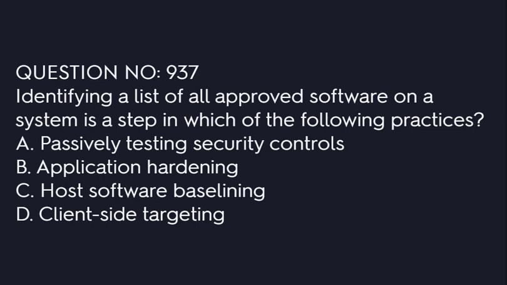Question 937. Identifying a list of all approved software on a system is a step in which of the following practices? A. Passively testing security controls, B. Application hardening, C. Host software baselining, D. Client-side targeting. C.